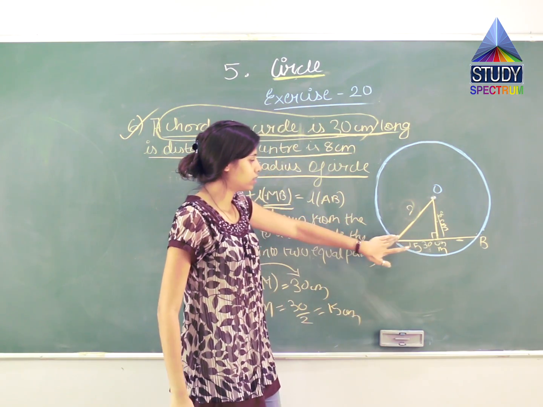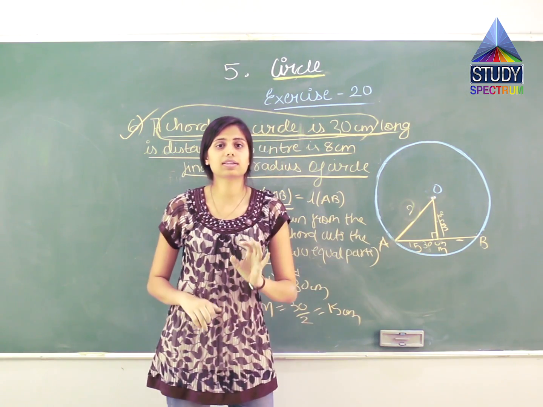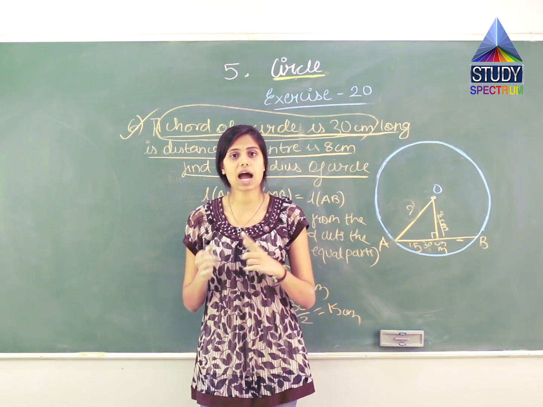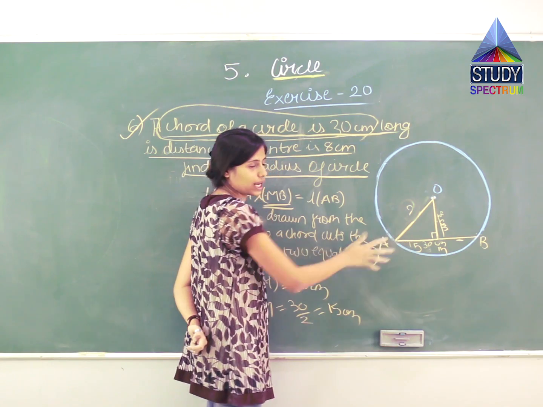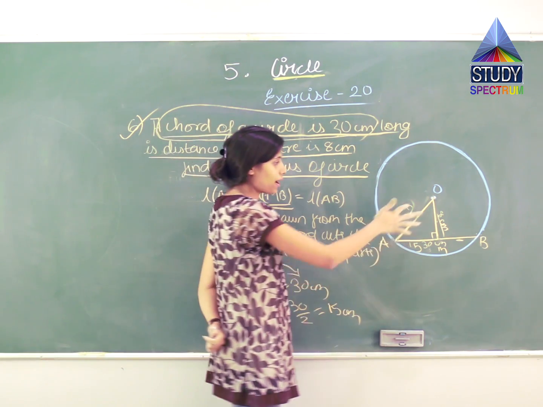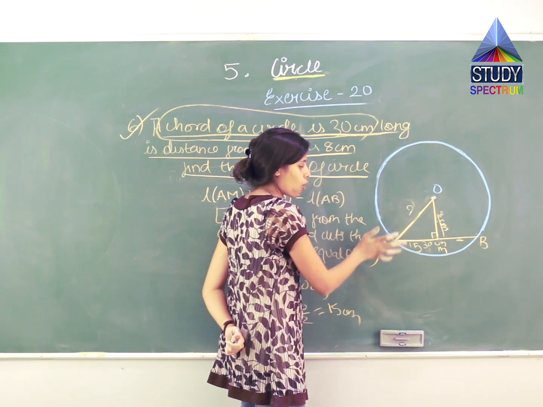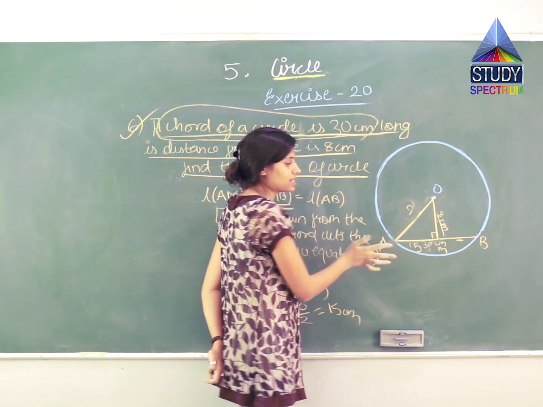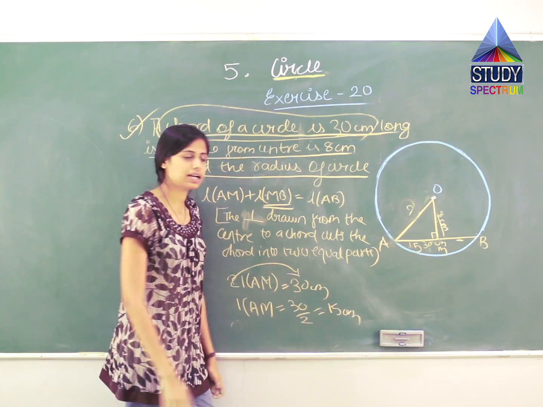Now this triangle AOM is a right angle triangle. In a right angle triangle there is a theorem, the hypotenuse theorem, which says that the square of the hypotenuse is equal to the sum of the squares of the remaining sides. Here the hypotenuse is the side opposite to 90 degrees, which is OA. So OA square is equal to OM square plus MA square. We have got AM, which is 15 centimeter.